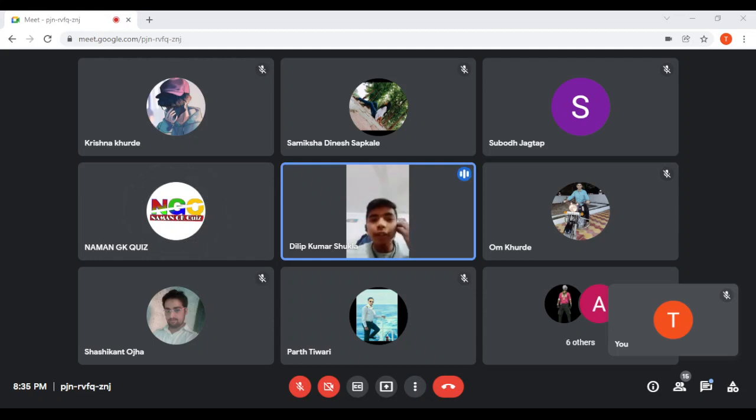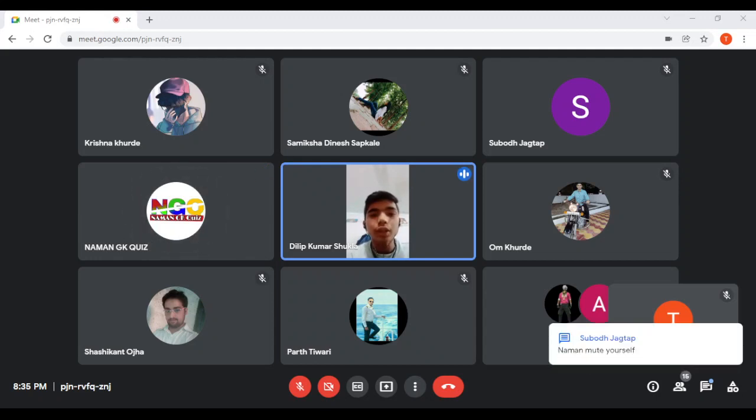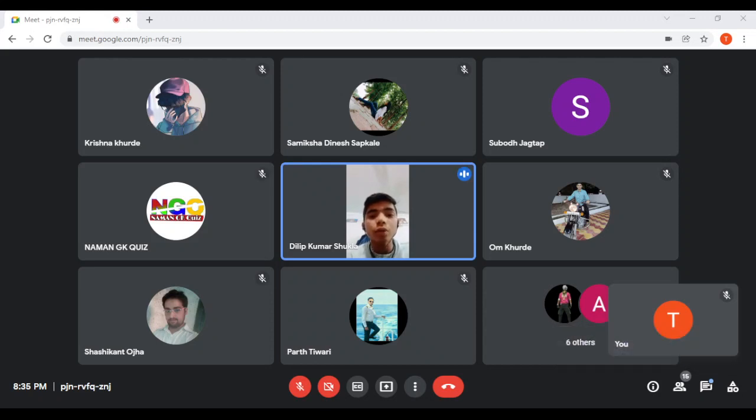And next is blood cells. Blood cells are of two types: first is red blood cells, and next is white blood cells. Red blood cells are also known as erythrocytes. All red blood cells are non-nucleated, and the lifespan of a red blood cell is 100 to 120 days. The function of red blood cells is to carry oxygen from the lungs.